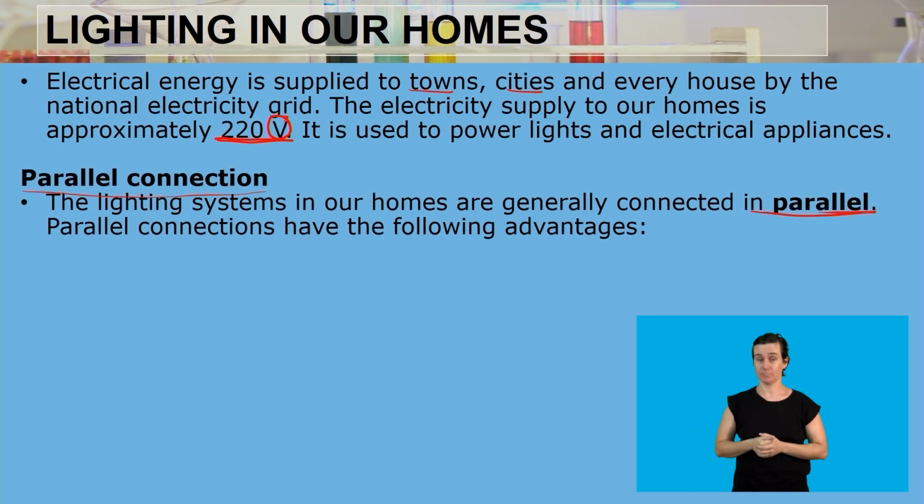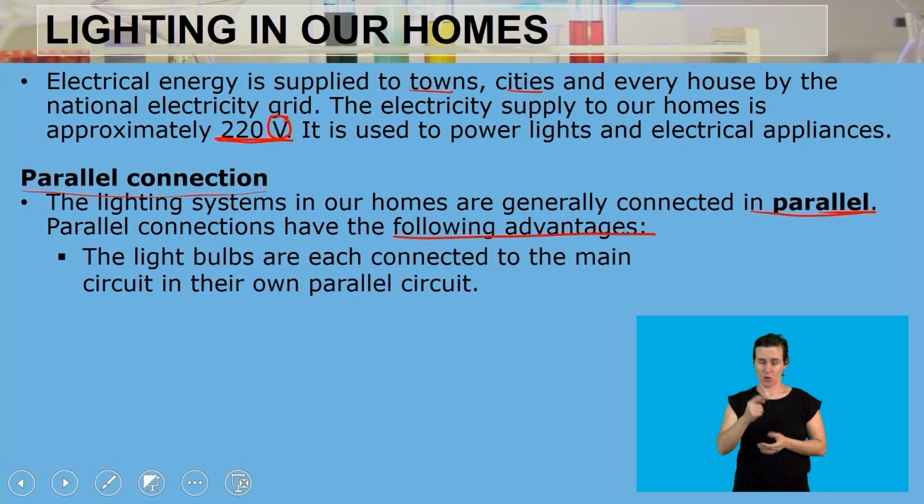The parallel connection has the following advantages. So the reason why we are using a parallel connection in our homes is because of the following advantages. Number one, the light bulbs are each connected to the main circuit in their own parallel circuit. Which then means, because there's more than one pathway for the electric current to follow, if one light bulb in one particular room burns out or gets broken, those other rooms that are still connected to the main circuit will still receive the current, and therefore those light bulbs will light up.